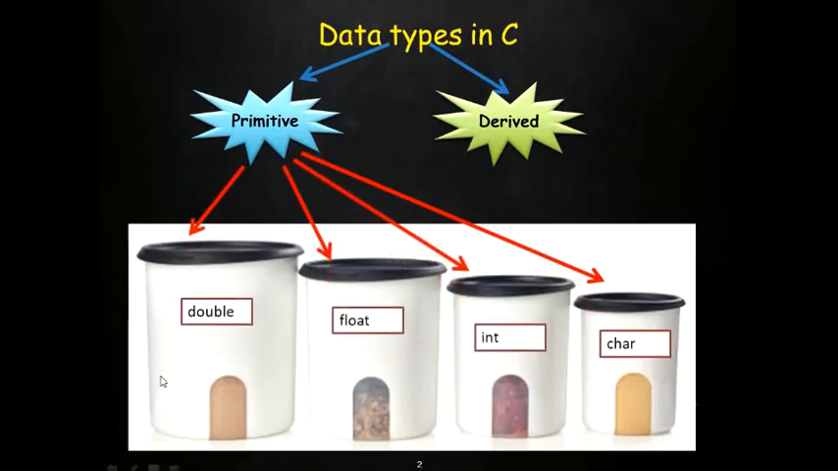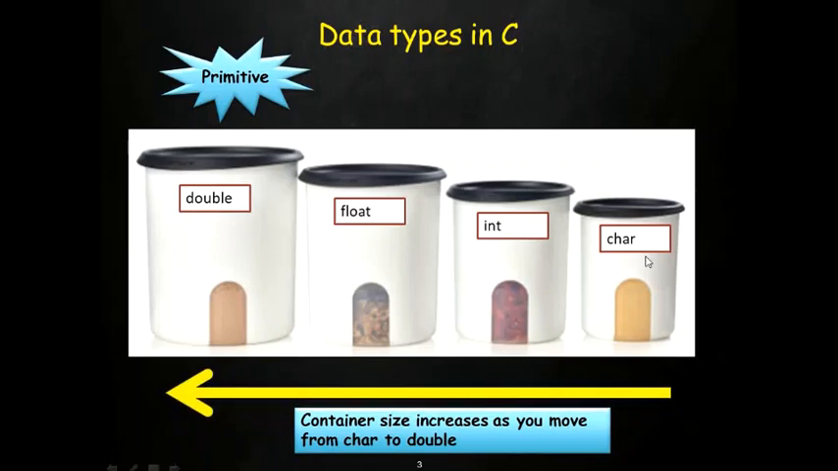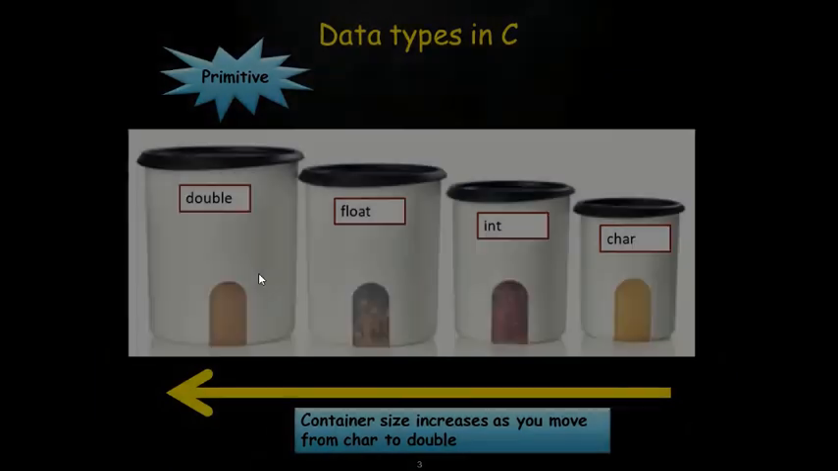So I've tried to explain this in the form of some canisters which are ranging from a very low capacity to a little bigger and then bigger and the biggest. Again we have derived data types which consist of array, structure, union, enum, pointer. Coming to the primitive data types, you may notice that the data type's capacity increases as you move from the right to the left. So you have to choose the data type appropriately depending on how much your program requires.